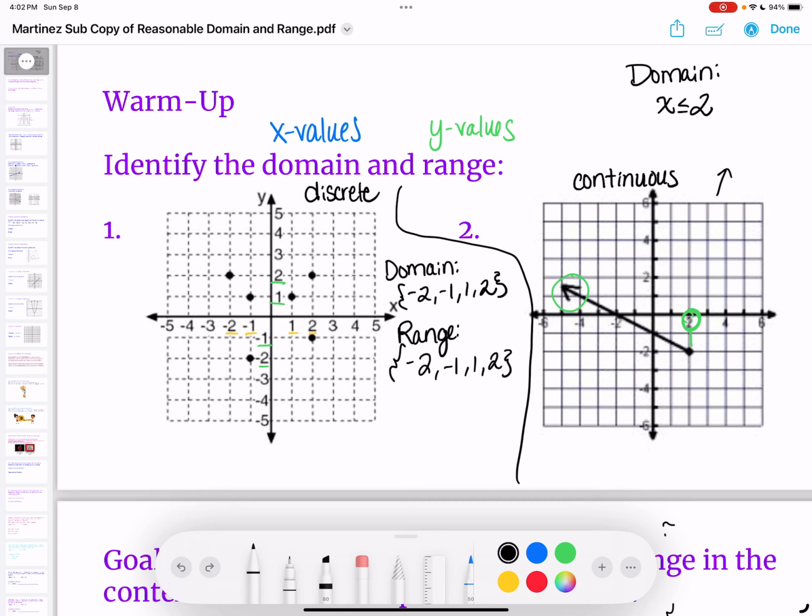And then for range, kind of similar, right? So we're going to go from the bottom, which is -2. It is a closed circle, so we're going to put the less than or equal to sign with y, and then it's going to go up, up, up, up, up, up to infinity. So we could just leave it as is. So here's the domain, and then here's the range.